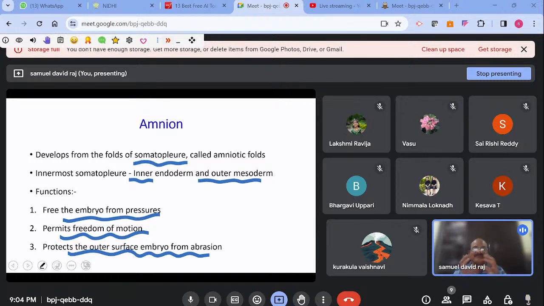And inside the fluid, inside the amnion, the baby is free to move. As different parts are growing on, it is moving, and the movement is also facilitated by this. And it protects. This is amnion, and this is fetus. If amnion is not present against the body of the mother uterus, this fetus skin is exposed and it may get ruptured, abrasion. It may get ruptured, and thus it protects from the abrasion.